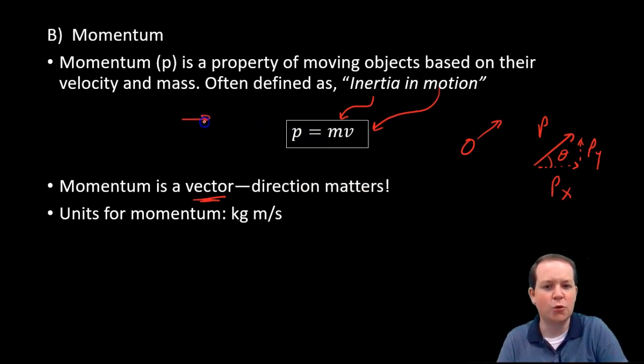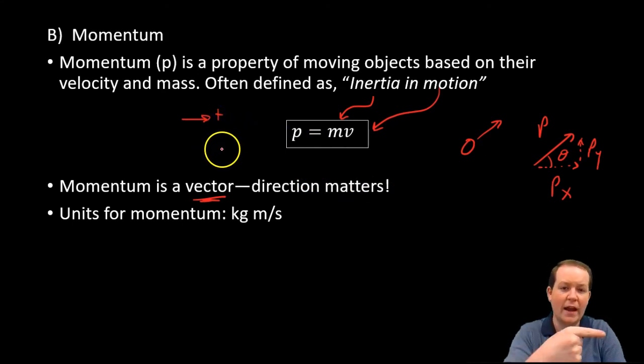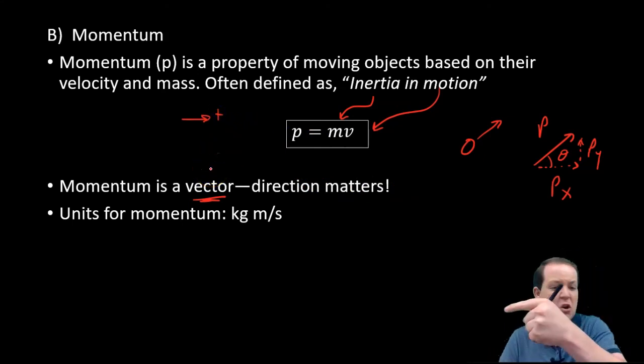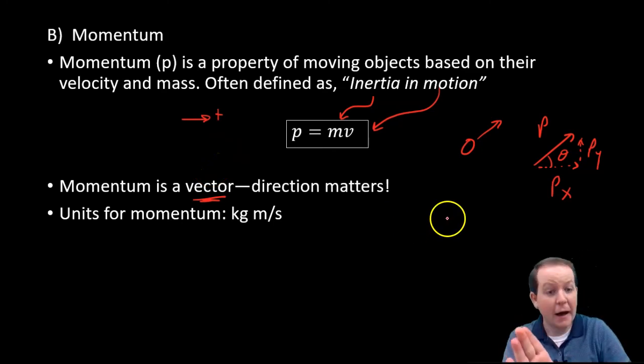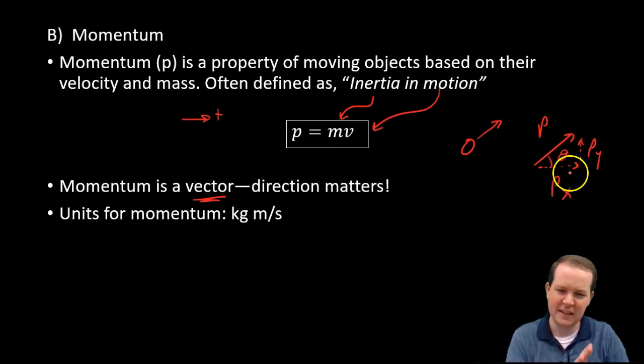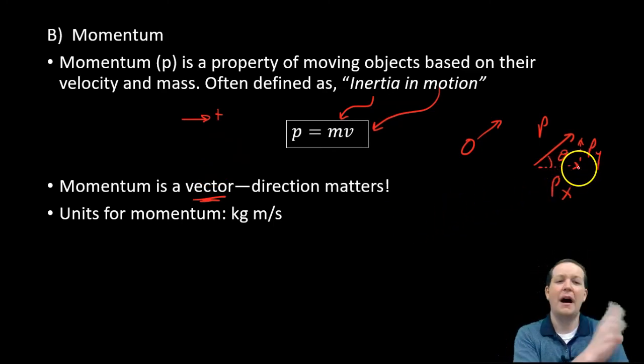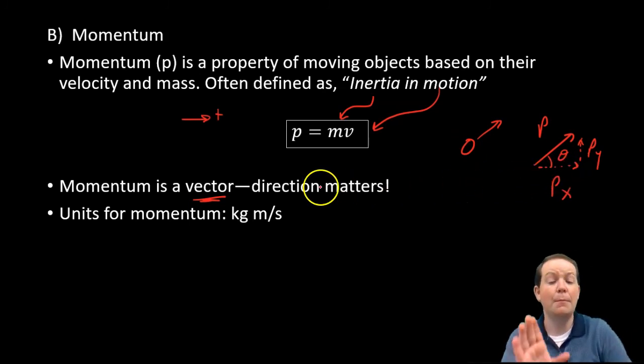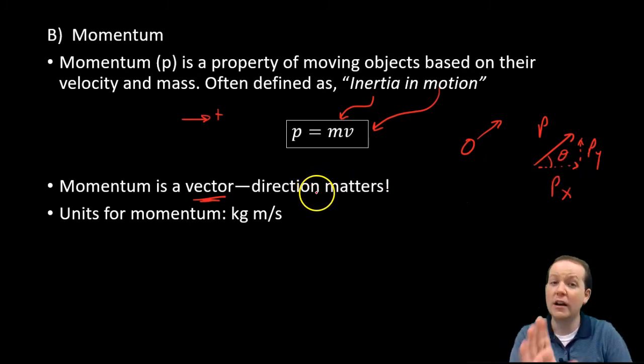Okay? If you say to the right is positive, an object going right would have positive momentum, an object going left would have negative momentum. But we're not going to be worrying about breaking things down again. That still is kind of behind us after our force unit. But momentum is a vector, unlike energy.